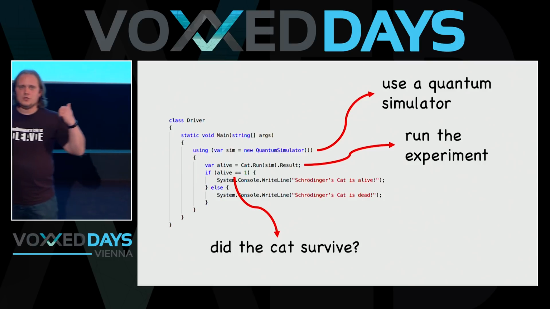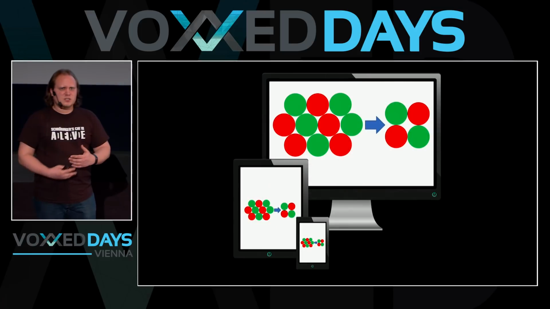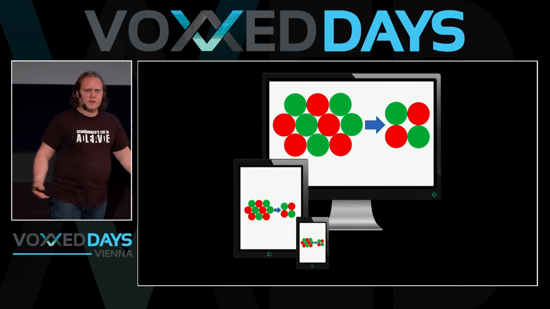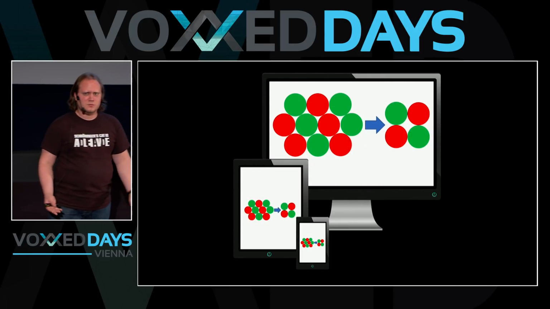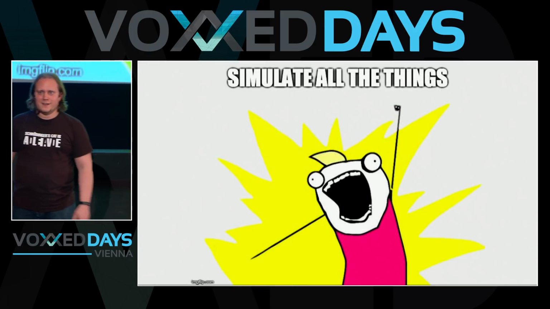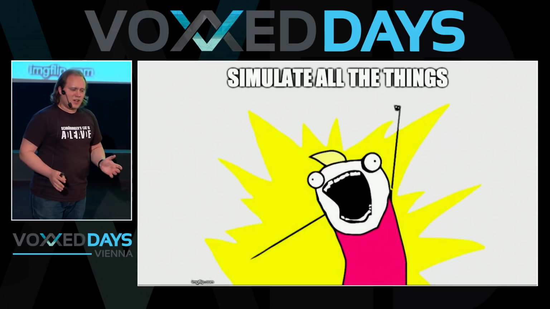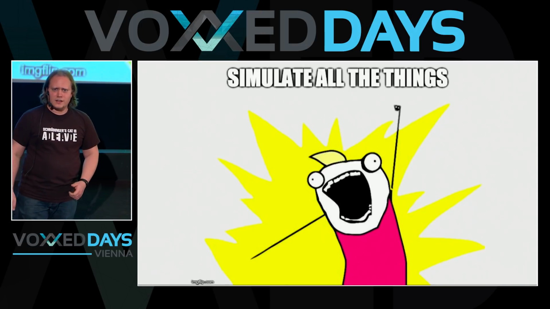Now, this is using a quantum simulator, which kind of begs the question, why don't we just use quantum simulators for all of it? Why do we have to build real quantum computers? Why not simulate everything? And to answer that question, I'd like to go back to a previous slide.